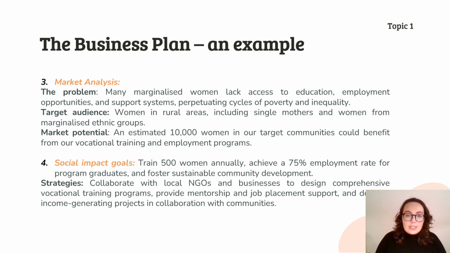Under the heading Social Impact, we could say something along the following. Our goal is to train 500 women annually, achieving a 75% employment rate increase for programme graduates and foster sustainable community development. Our strategy to do this is to collaborate with local NGOs and businesses to develop comprehensive vocational training programs, provide mentorship and job placement support, and develop income generation projects in collaboration with communities.